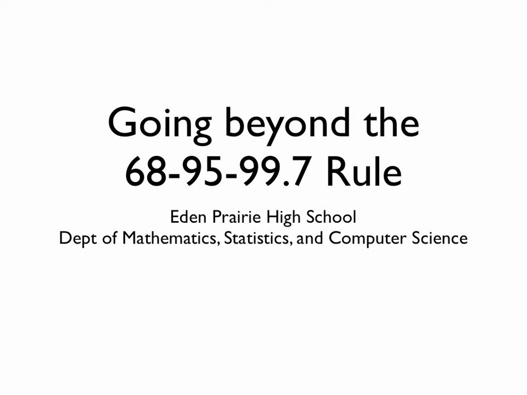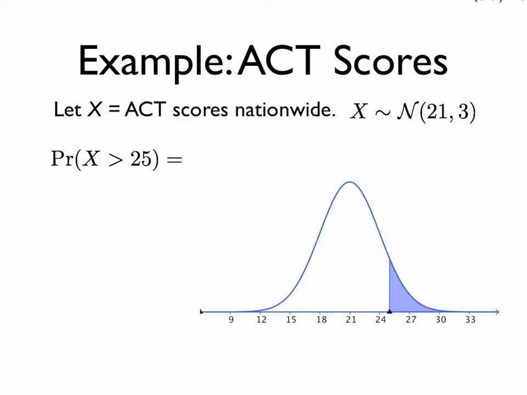The previous video indicated the need to go beyond the 68, 95, 99.7 rule. If you recall, the last problem asked for the percent of ACT scores greater than 25. However, 25 is between 1 and 2 standard deviations above the mean. It's between 24 and 27, and as a result, we need some new tools.